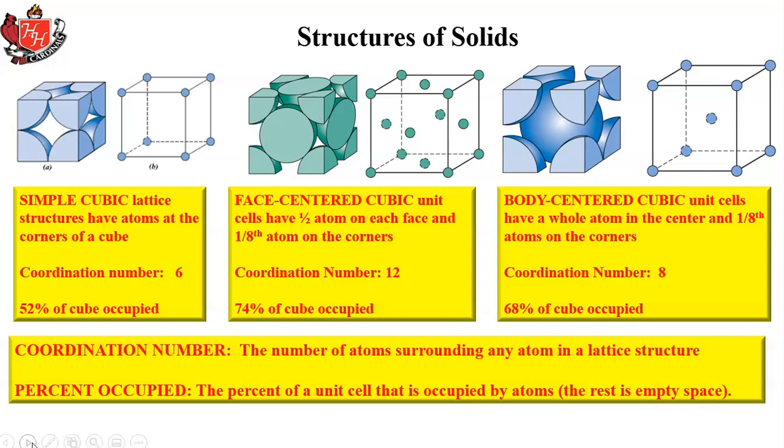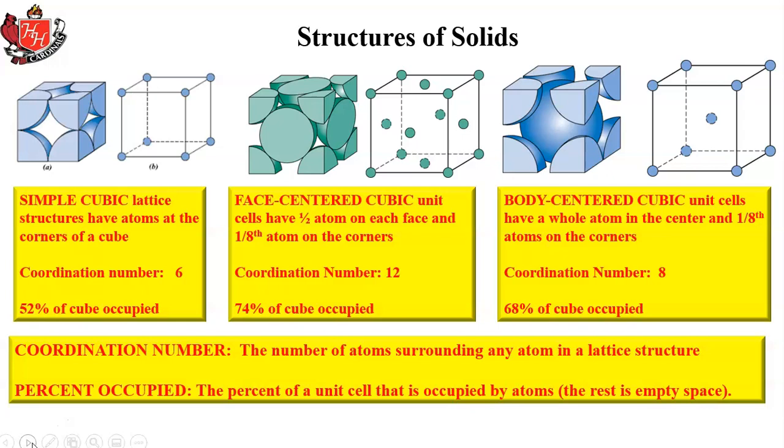And also another thing that they talk about with unit cells is the percent of the cube that's occupied by an atom. So for a simple cubic, 52% of the cube is occupied by one of those blue pieces of an atom. The other 48% is just empty space. And so down at the bottom, it explains that percent occupied is the percent of the unit cell that is occupied by atoms, and the rest is empty space.